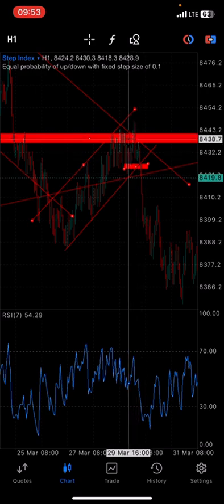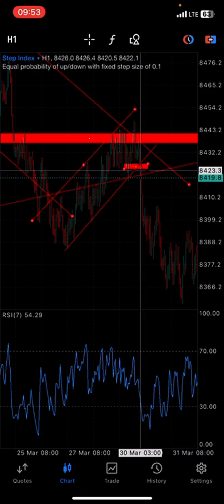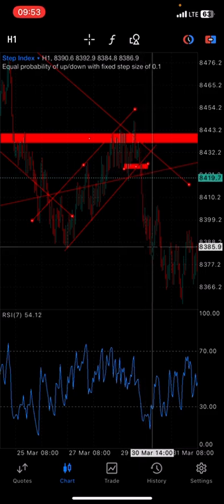But guys, it doesn't mean you come here and sell. You have to wait for it to break this, and on the break of this, you take your sell and you're going to get that good move. So this is how to trade the market, guys.